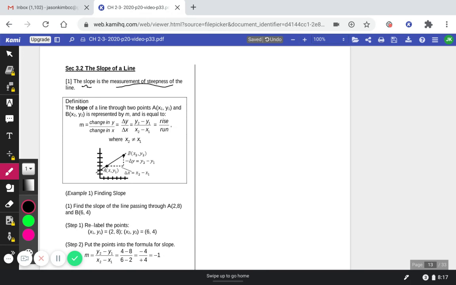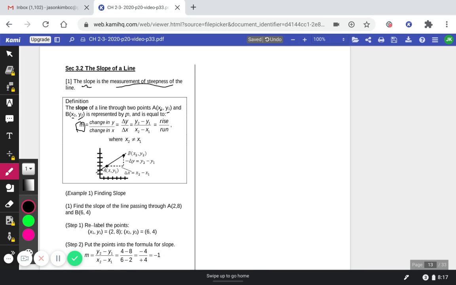The first point is (x1, y1). This 1 means it's the first point. And another point, B, is (x2, y2). This 2 means the x and y values of the second point. So slope is represented by m. m is the letter that you use to indicate the slope.